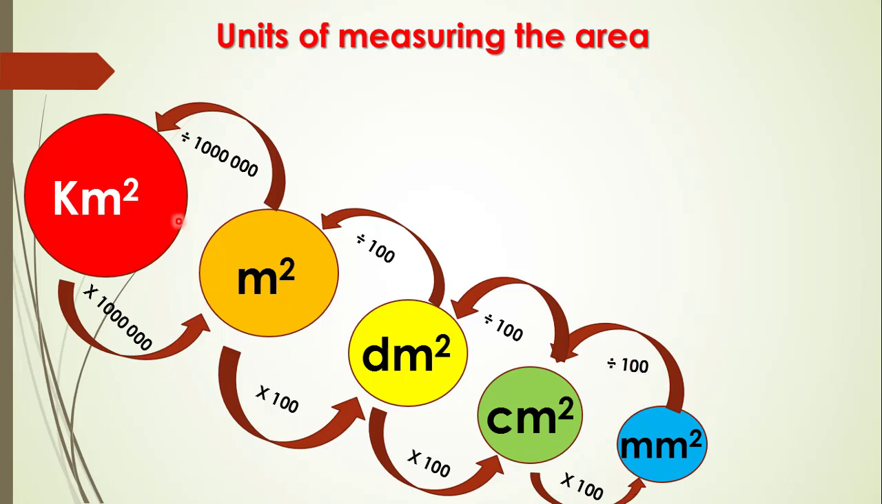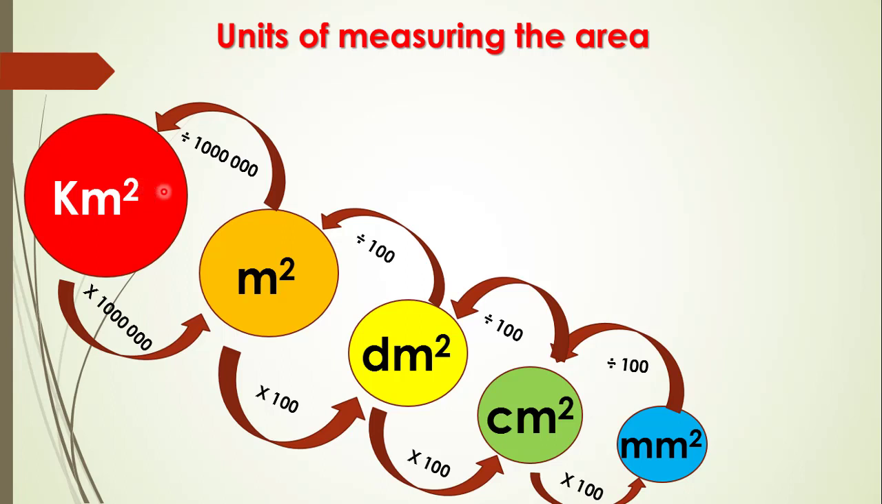So again, the greatest unit is kilometer squared. 1 kilometer squared equal 1 million meter squared. Remember, kilometer only is a length unit. Kilometer squared is an area unit.